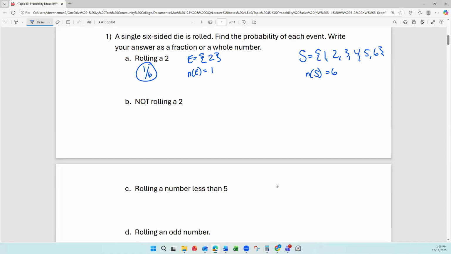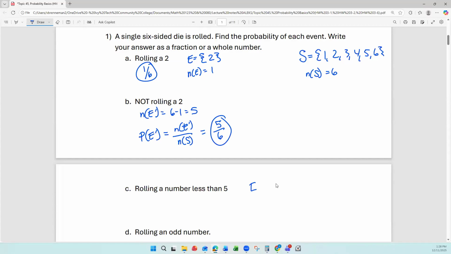Probability of not rolling a 2, that would be the rest of the sample space, the other 5. So the number in not E is 6 minus 1, which is 5. Probability of not E is the number in not E divided by the number in the sample space. So 5/6.